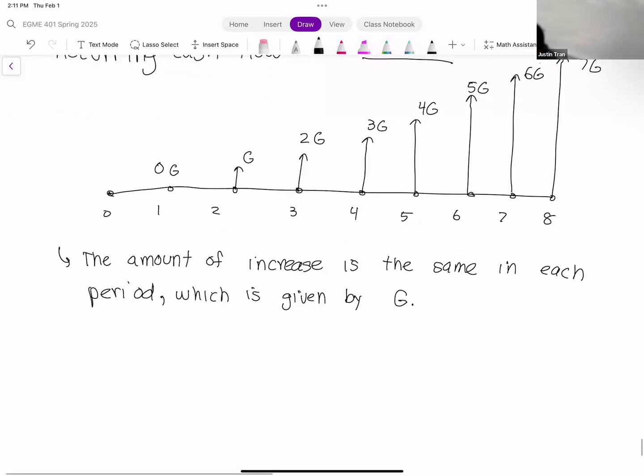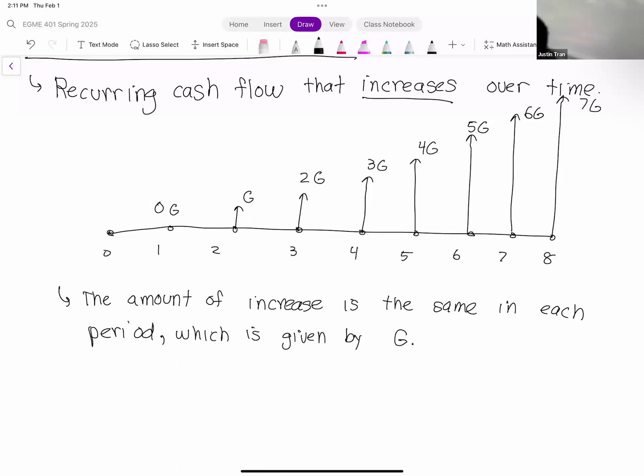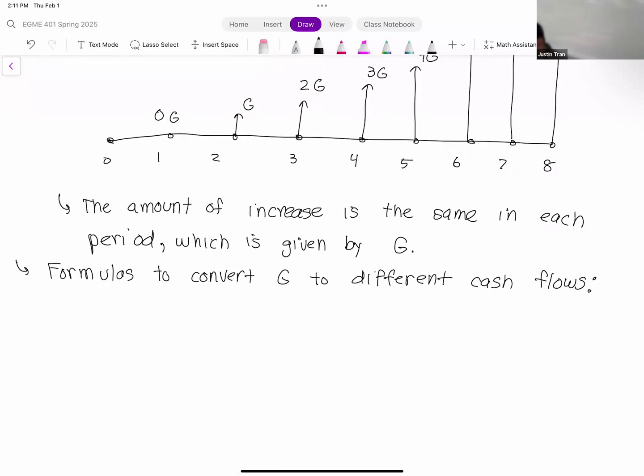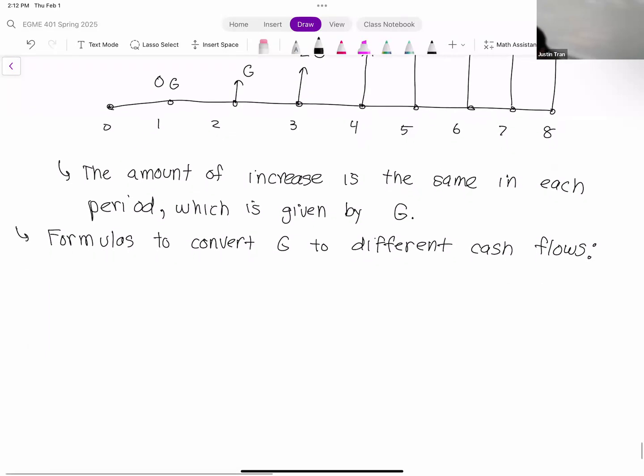Okay. And so just like our uniform series and just like our future sums and present sums, we have formulas that we can use to convert an arithmetic gradient to our different cash flows. All right, so I'll give you 3 formulas here, but just know that you can invert them. You can convert them depending on what you need from the formula. Okay. All right, so first we have our F and G formula.